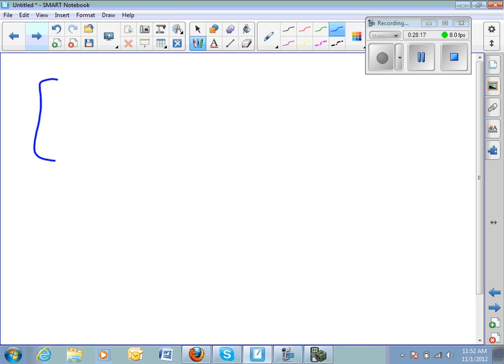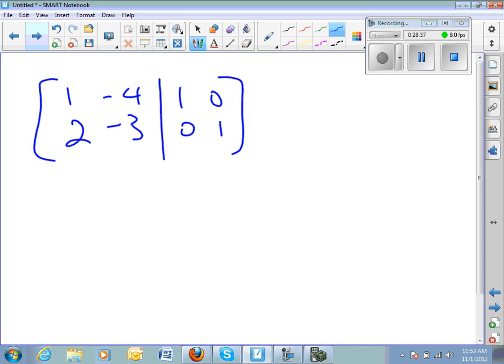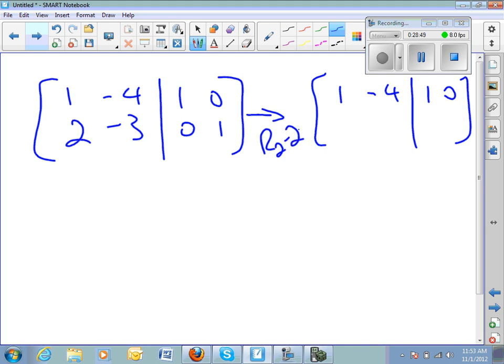How about this one? 1, -4, 2, -3, 2, -3. All right, so if we want to find the inverse, set up this augmented matrix, and we'll reduce it. All right, first step. 2 minus 2, right? Check that, please, for me.